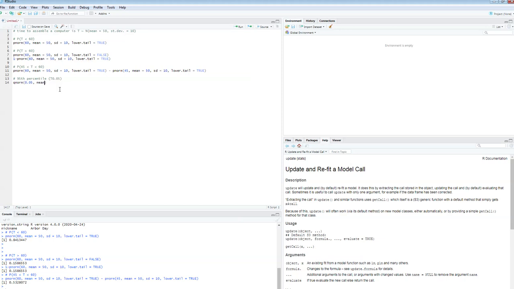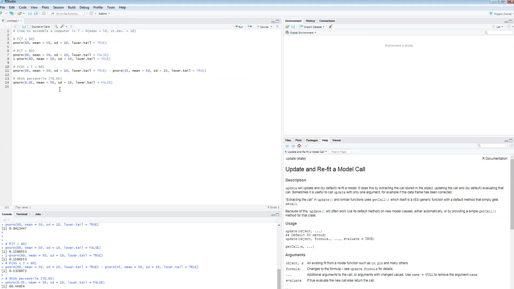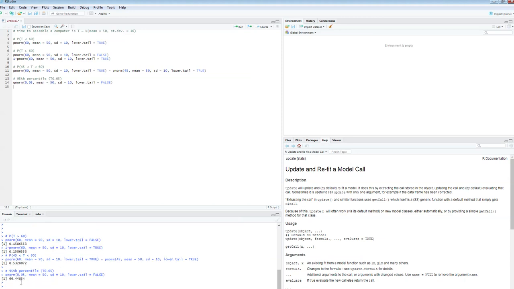Then I have to say what's the mean. Mean is 50, and standard deviation SD is 10. And how do I say I'm looking in the right tail of the distribution? Well, if I say lower tail is true, that means the left tail, but it's not. I'm looking in the right tail, so therefore lower tail is false. Look in the upper tail, the right tail. And when I run this line, it's right here. So the answer for me is the 95th percentile of my normal distribution is 66.44.